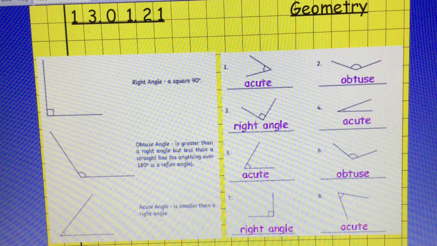And here are your answers. 1 is acute, 2 is obtuse, 3 is a right angle, 4 is acute, 5 is acute, 6 is obtuse, 7 is a right angle, and 8 is acute. When I was at school, I always used to remember that acute angles were cute because they were little.